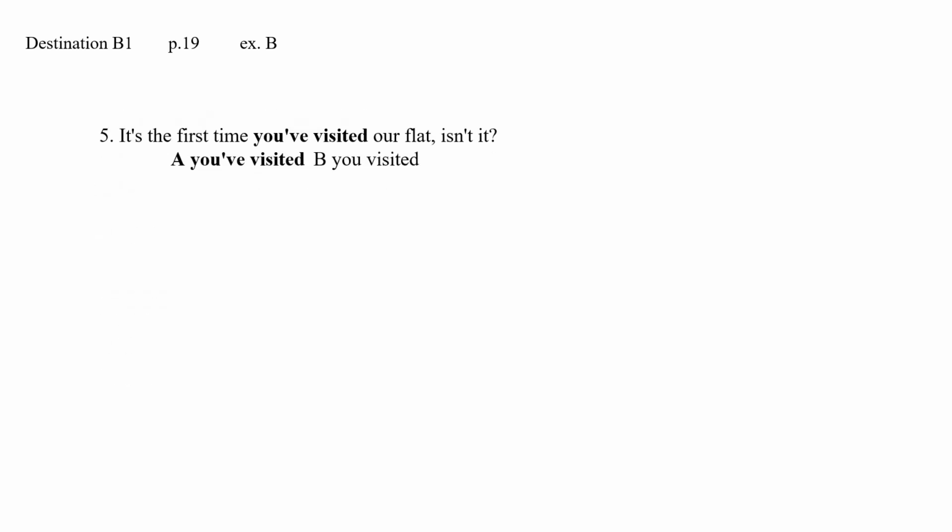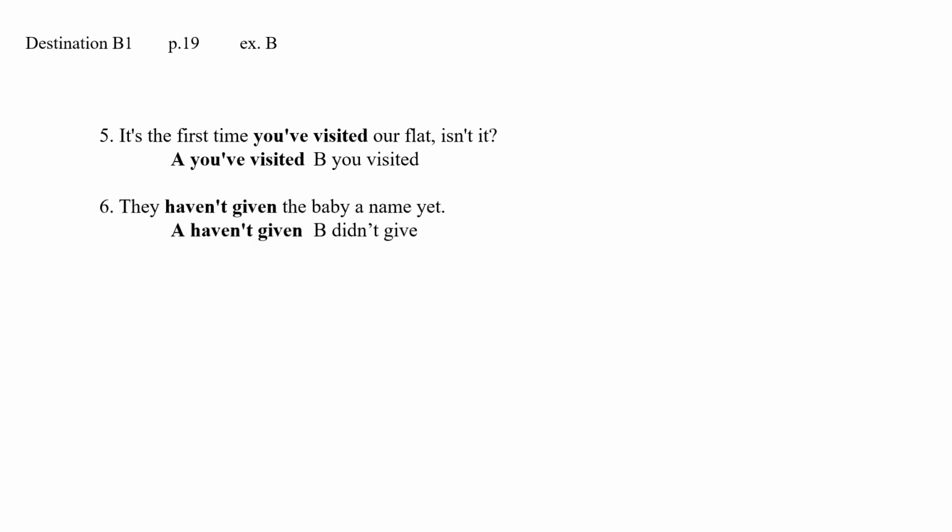Number 5. It's the first time you've visited our flat, isn't it? Here, we're using the present perfect simple to ask about a life experience. Moreover, here's the phrase, the first time. We typically use present perfect simple with phrases like, it is the first time, it is the second time, etc. Examples: it's the first time I've read this book. It's the second time I've visited London.